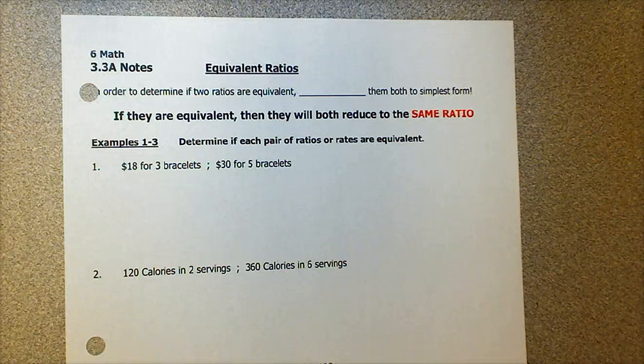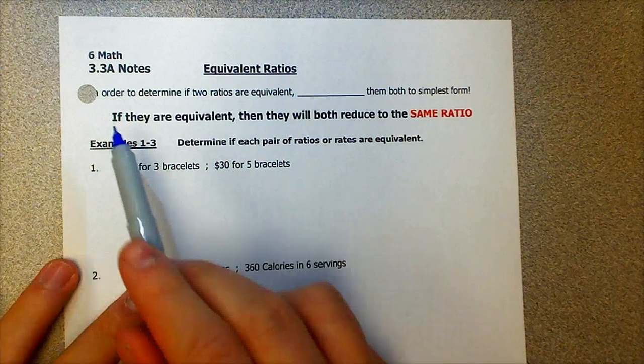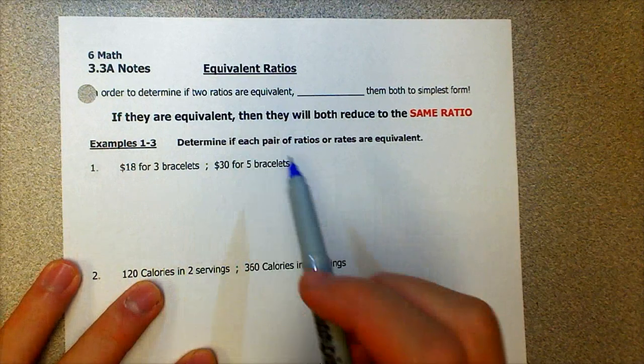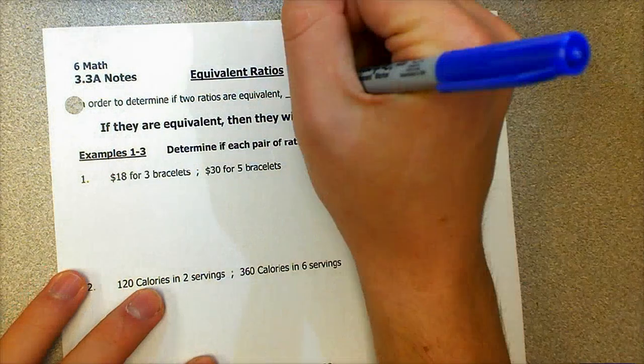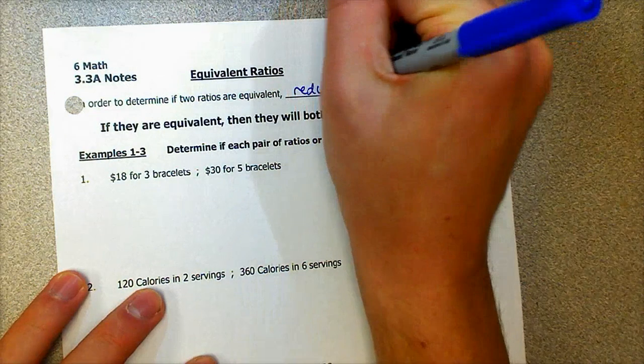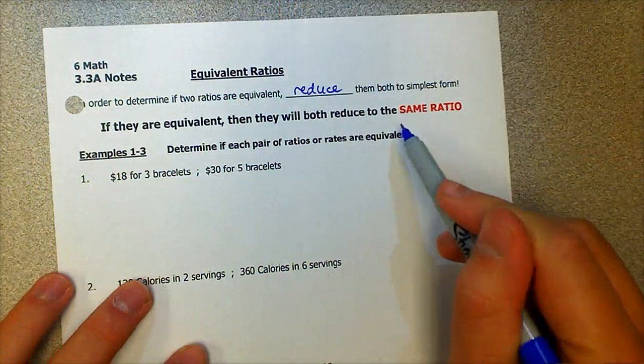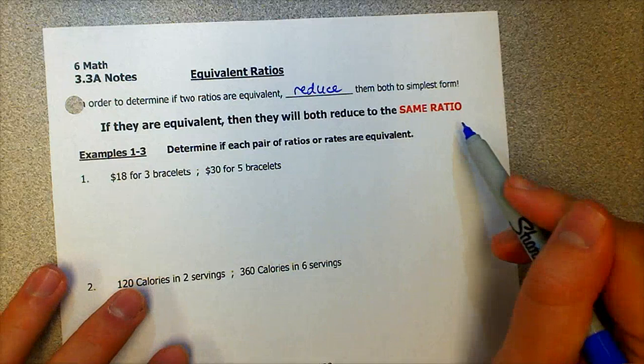Hey there, 6th grade. This next lesson will be a really quick video to just talk about how we determine whether or not ratios are equivalent without using ratio tables like we've been doing for the last few lessons. So in order to determine whether or not two ratios are equivalent, we simply reduce them to simplest form. If they are equivalent, then they will both reduce to the same ratio or same fraction.